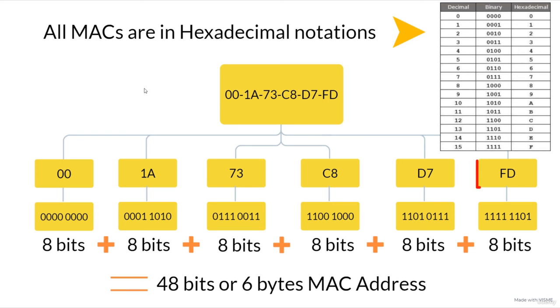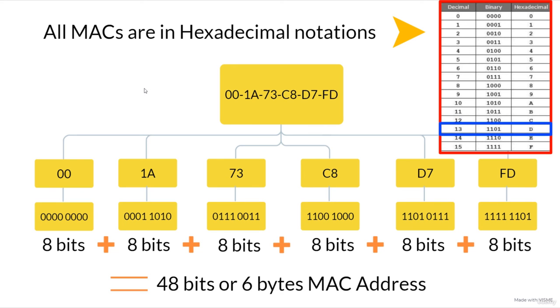Similarly, for the last part, FD, in the table you can see F represents all ones, so 1111, and D represents 1101. So FD represents 1111 1101. Now after decomposition, if you club all of the binary bits together, it comes out that we have 8 bits, 8 bits, 8 bits. We have 6 times 8 bits, that is 48 bits or 6 bytes.